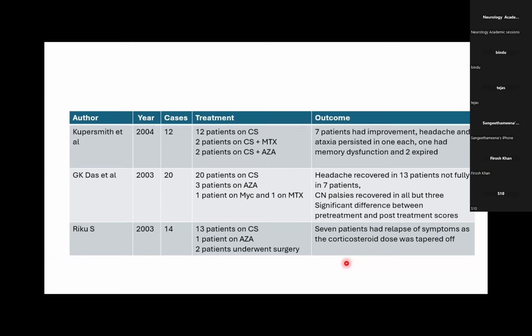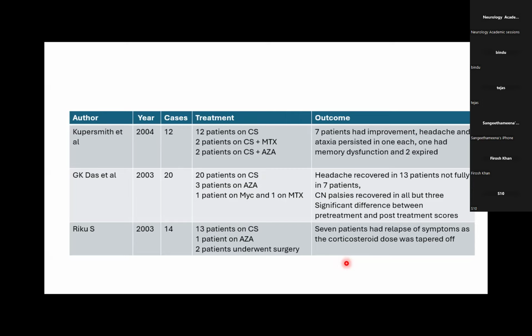Tejas et al., done in 2003. They examined 20 cases. All 20 patients were on corticosteroids, 3 patients on azathioprine, 1 patient on mycophenolate mofetil, and 1 patient on methotrexate. The headache recovered in 13 patients, but not fully in 7 patients. The cranial nerve palsies recovered in all but 3 patients. There was a significant difference in pre-treatment and post-treatment scores in these patients.